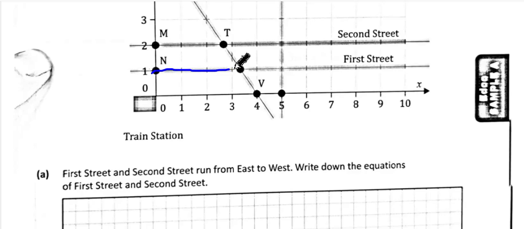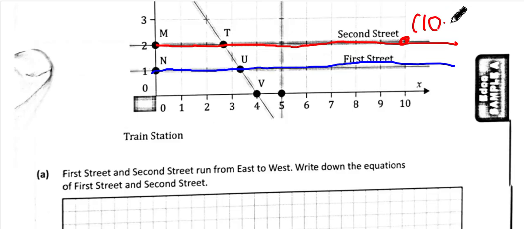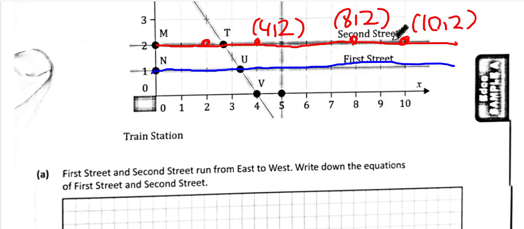First street is the one in blue. Second street is the one in red. All agreed with that? Do you notice that every point on the red street always has a y coordinate of 2? So what you're telling me is the y coordinate, no matter what point I pick, is permanently stuck on 2. Anybody care to give me the answer now?